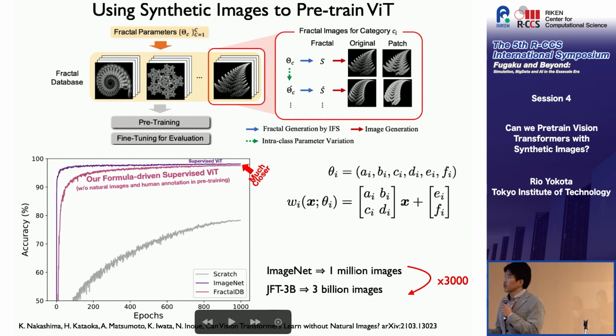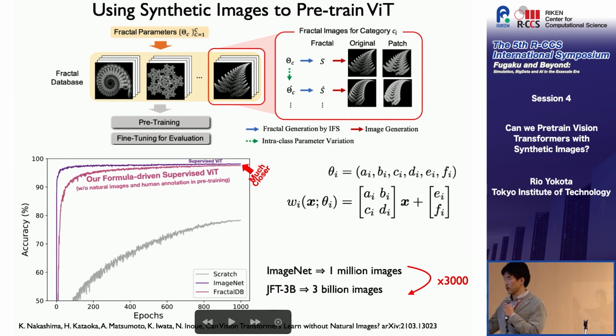And so if you train a vision transformer based on real images, you get this purple line here. And if you train on these synthetic data sets, it gets very close. And the gray one is without any pre-training.